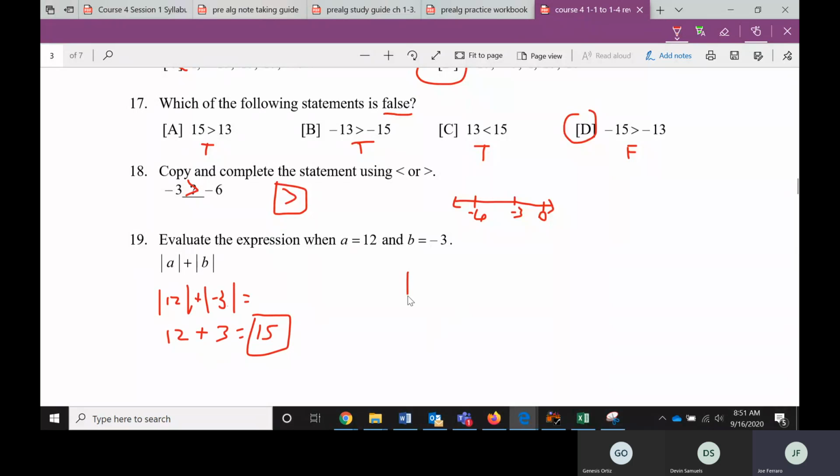If you know, this isn't the problem, but let's say they were both inside and it said plus B, so plus -3. So this is a whole different problem, but just showing you the difference here. If the absolute value bars are around both of them, you have to do the problem first. So 12 plus -3 is 9. And then absolute value of 9 is 9. So that's how those are different. Okay.